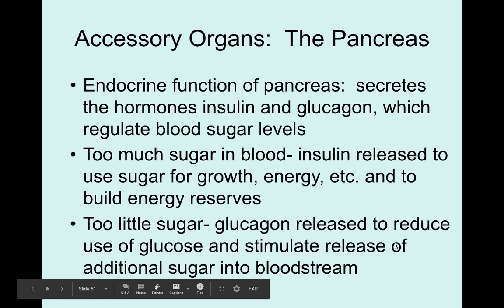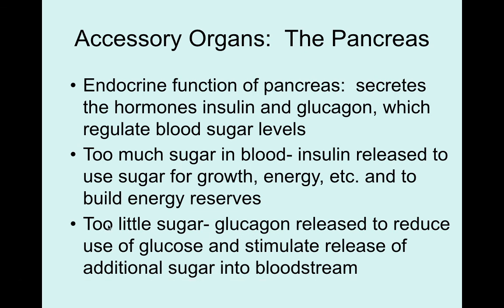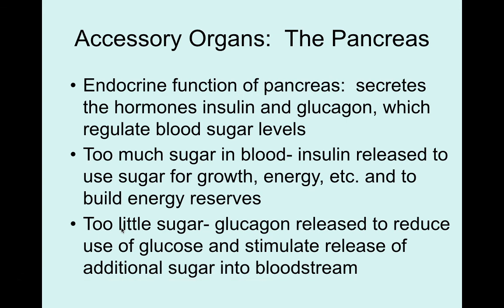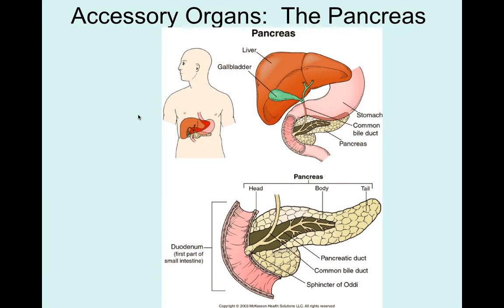This glucagon will stimulate cells to reduce their use of glucose. It will stimulate muscle cells to break down their glycogen and release glucose into the bloodstream. It will stimulate liver cells to break down their glycogen and release glucose into the bloodstream to bring up those blood sugar levels. So again, these two hormones, insulin and glucagon, work together to keep your blood sugar levels constant.